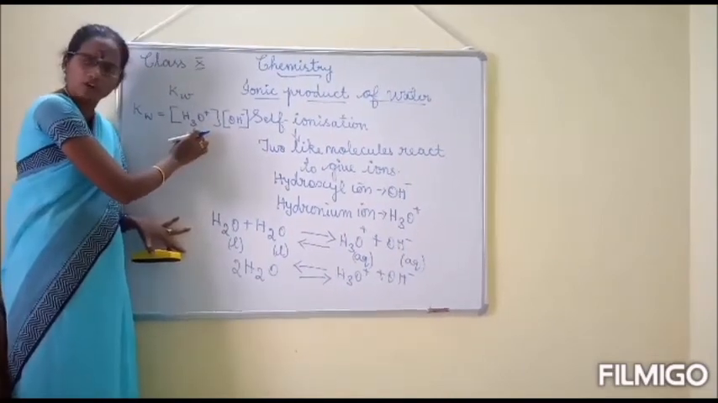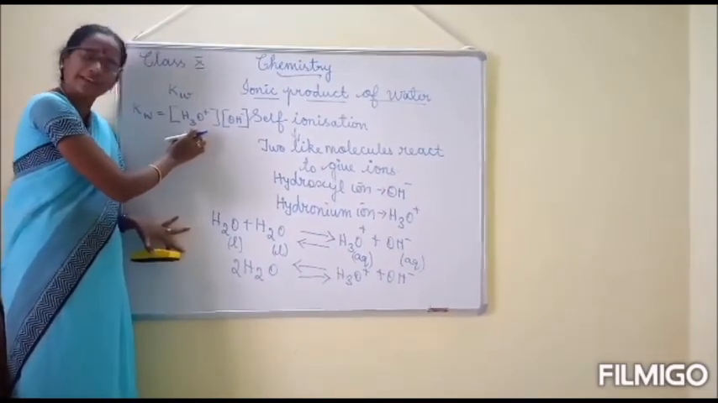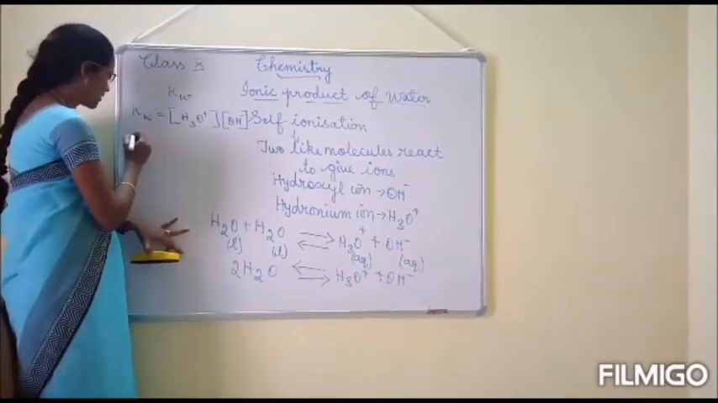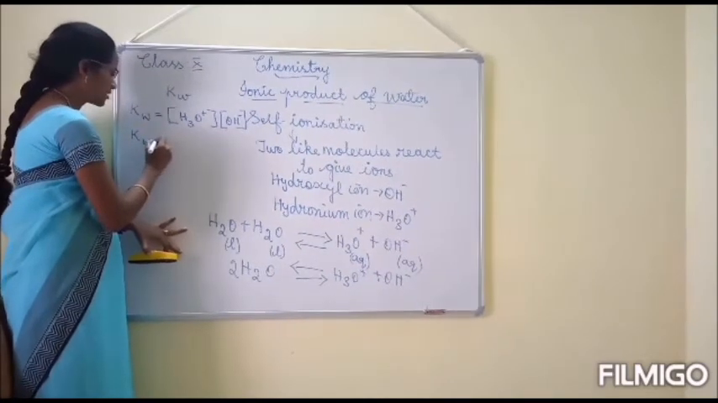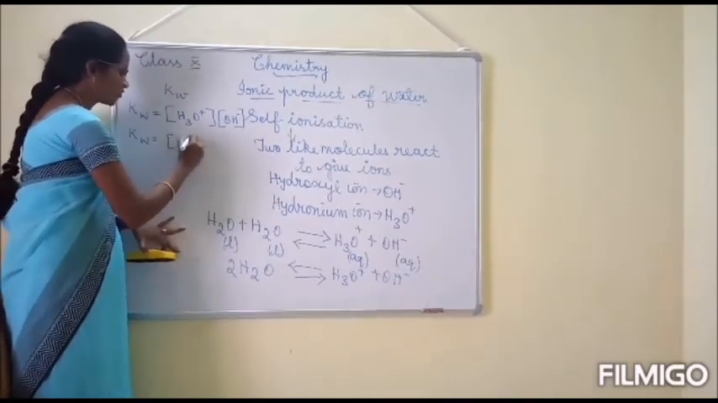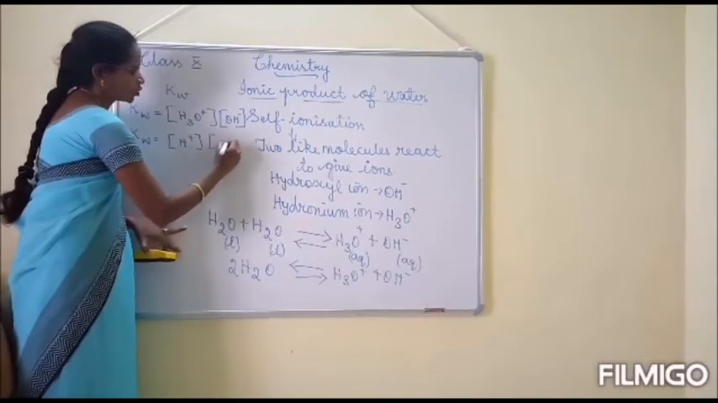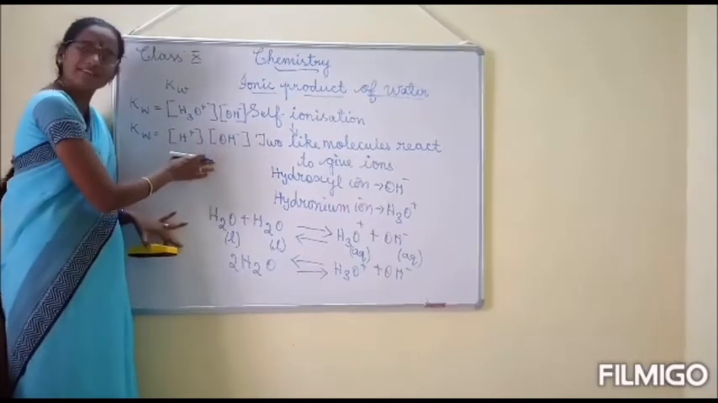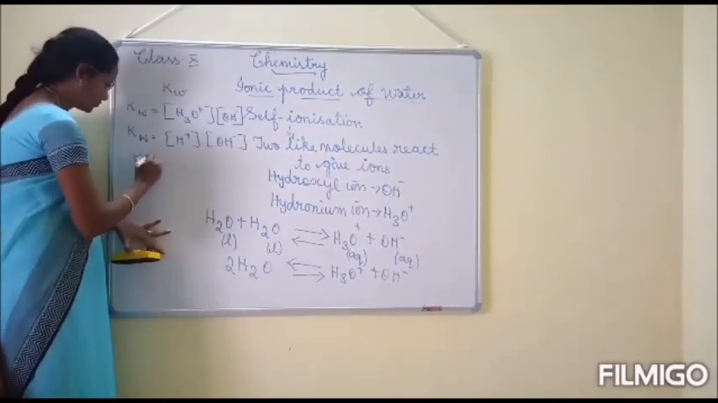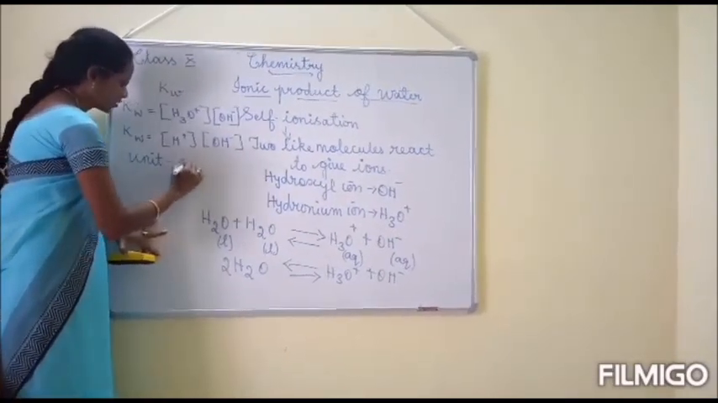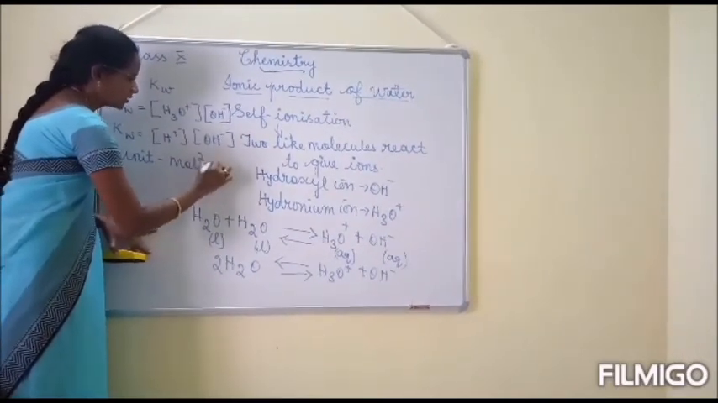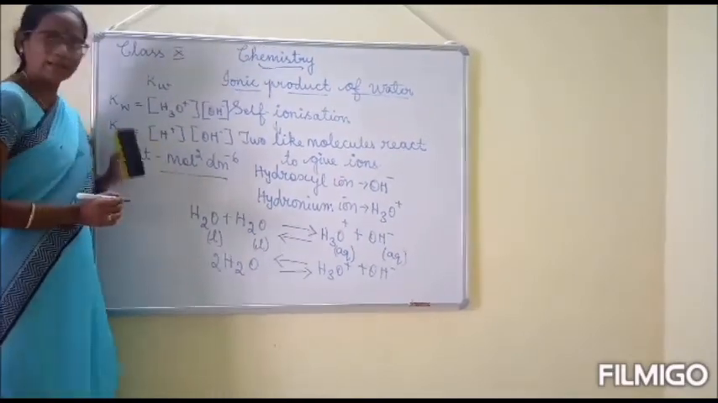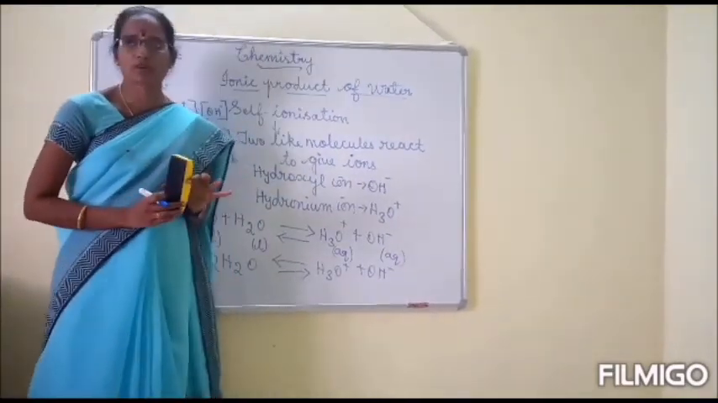This hydronium ion concentration we can simply write as H plus also. Okay. So Kw is equal to the concentration of hydronium ion times the concentration of OH minus, that is hydroxyl ion. And its unit is mole square decimeter power minus 6. This is the unit of Kw, that is the ionic product of water.